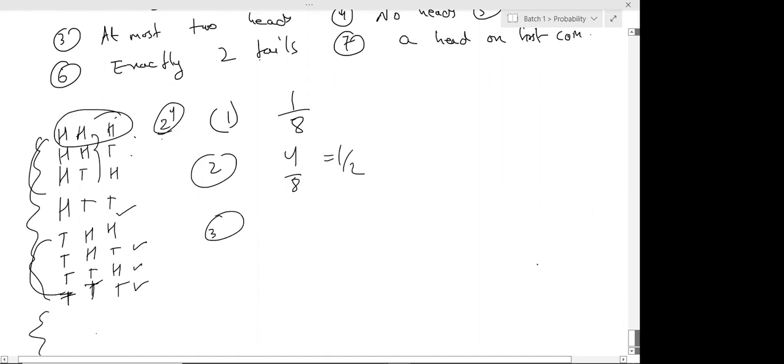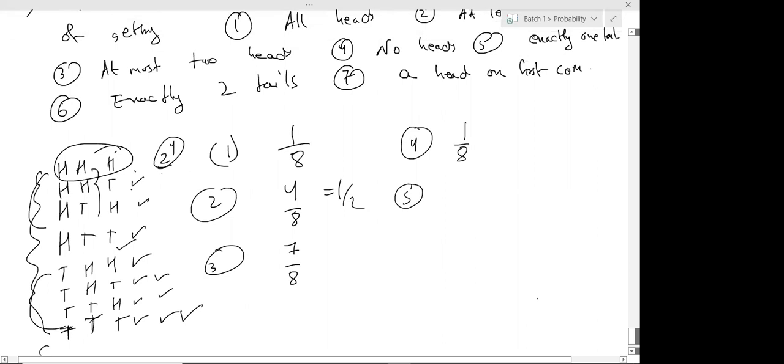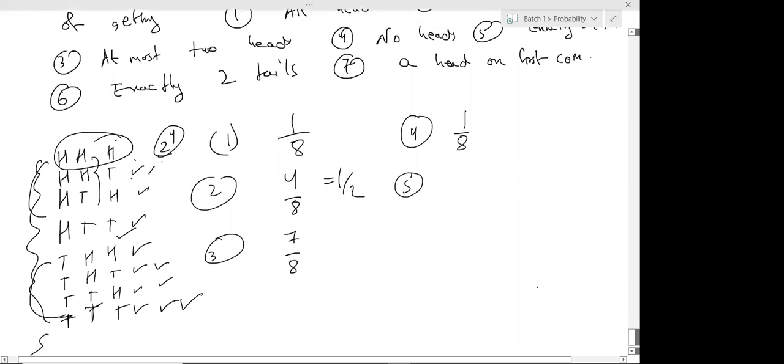Third one, at most 2 heads. That is maximum 2 heads. So this is 1, 2, 3, 4, 5, 6, 7. So 7 cases. In the fourth part, no heads at all. That means all tails, 1 case. In the fifth part, exactly 1 tail. We need exactly 1 tail. So this is 1, 2, 3, 3 cases. 3 out of 8. In the sixth one, exactly 2 tails. So this is 1 and 2 and 3.